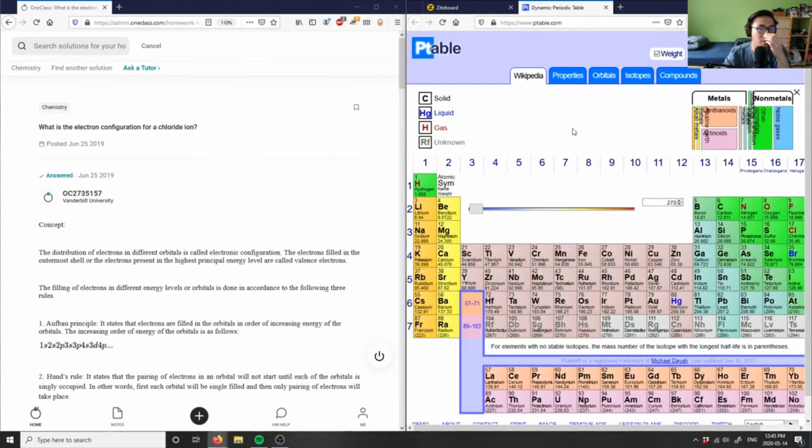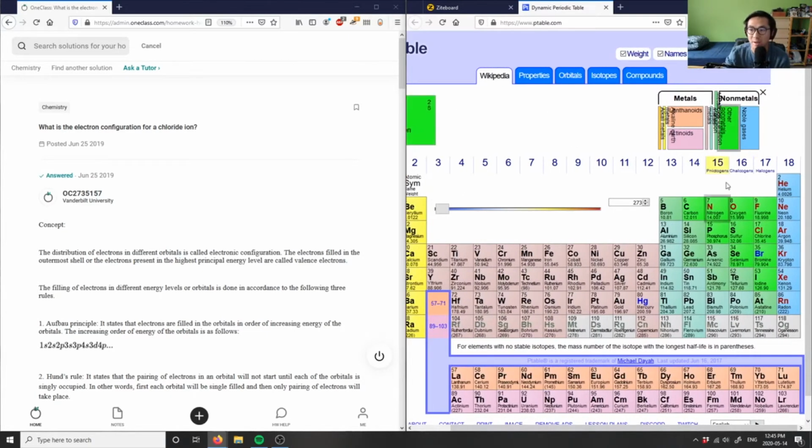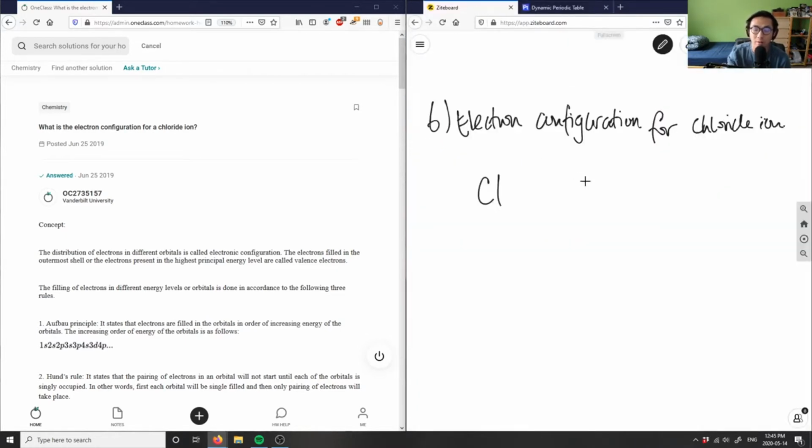If I look at my periodic table here, chlorine exists in my halogens. Cl here, and I want an ion, which means I'm going to add another electron to make it Cl minus, so that it's isoelectronic with argon. So in this case, it's Cl minus 1, or 1 minus, or just simply minus. So I want the electron configuration of this.